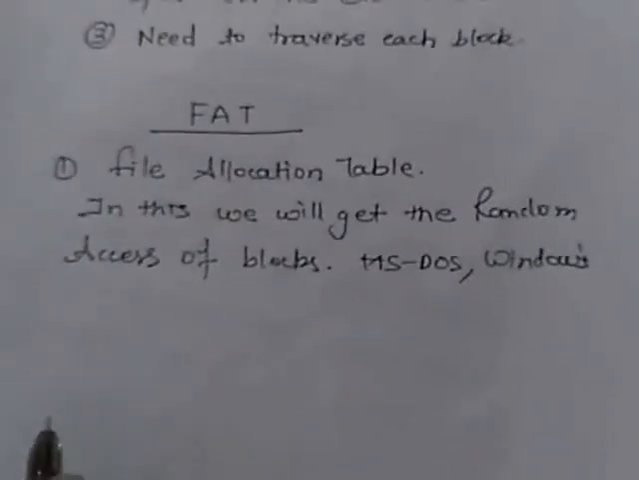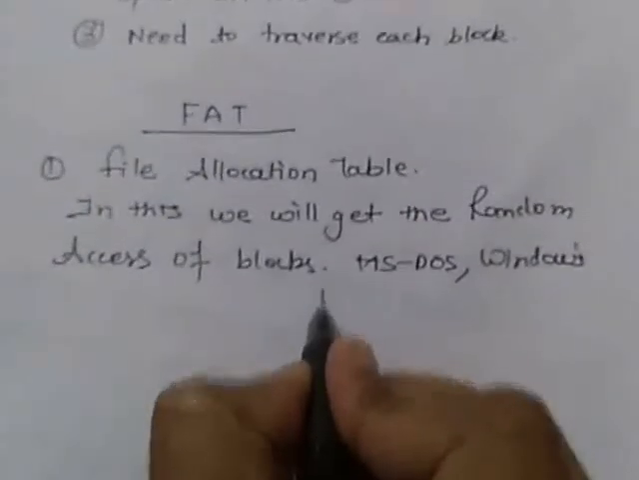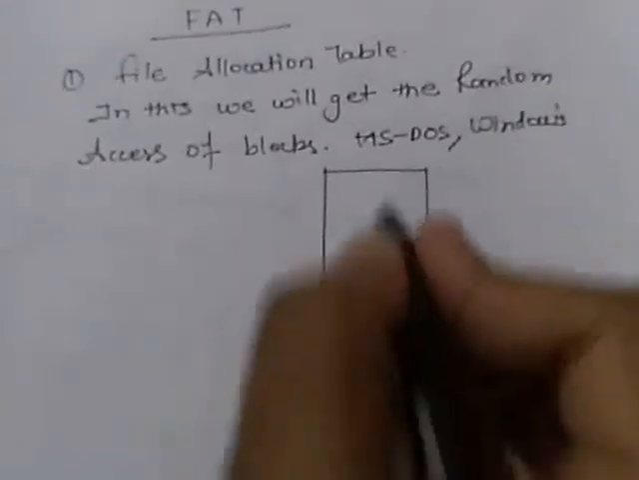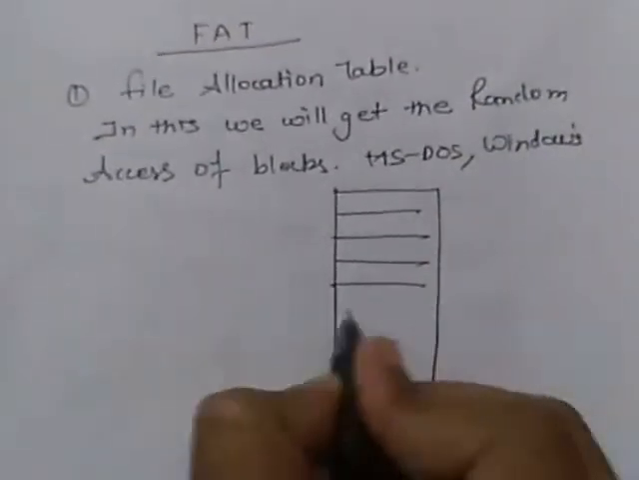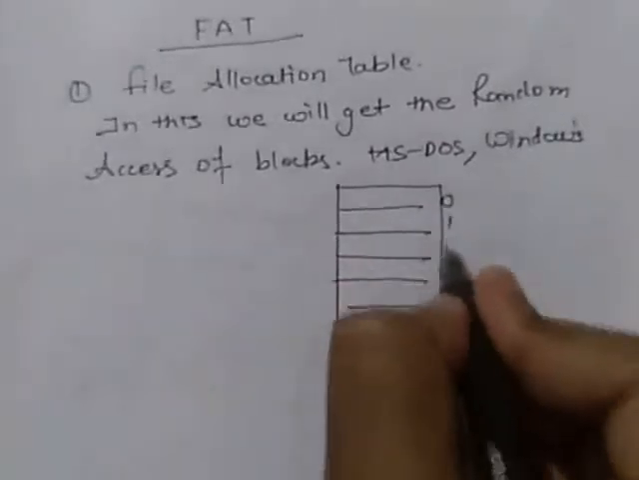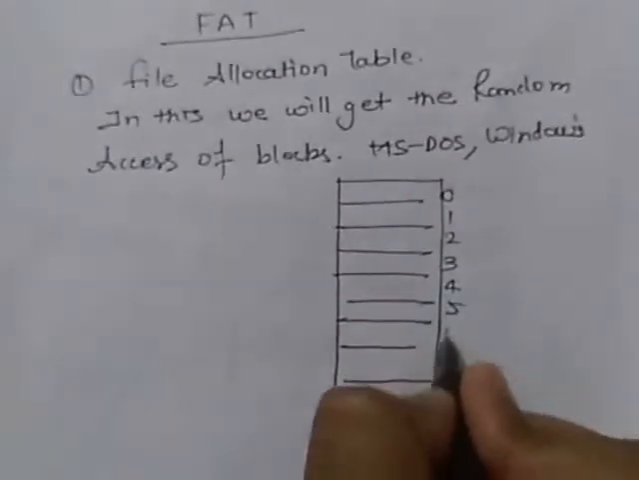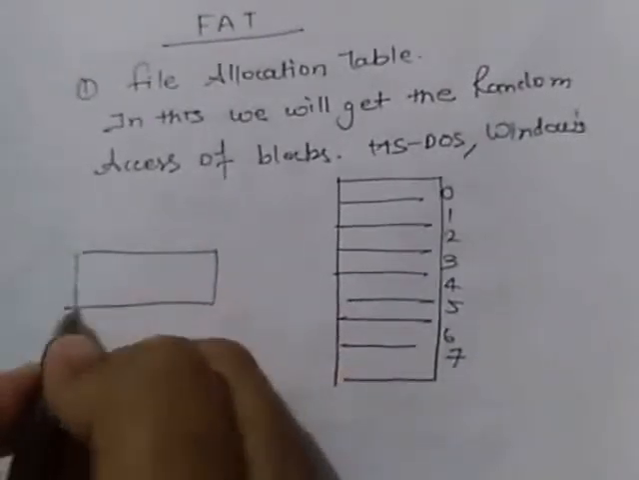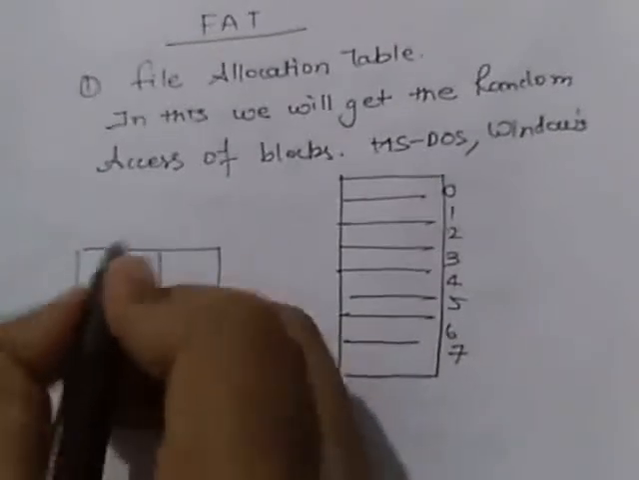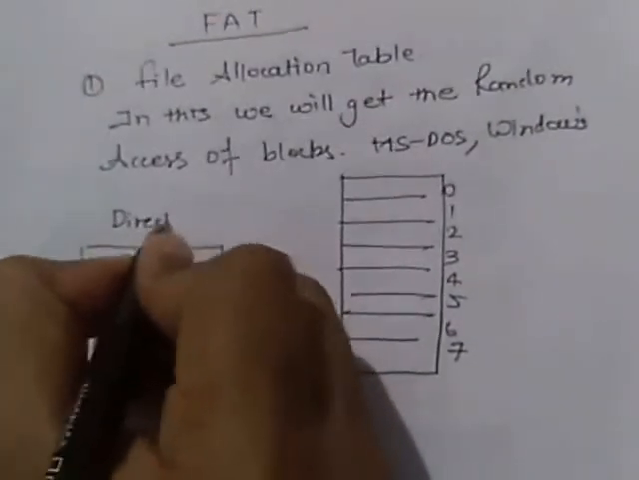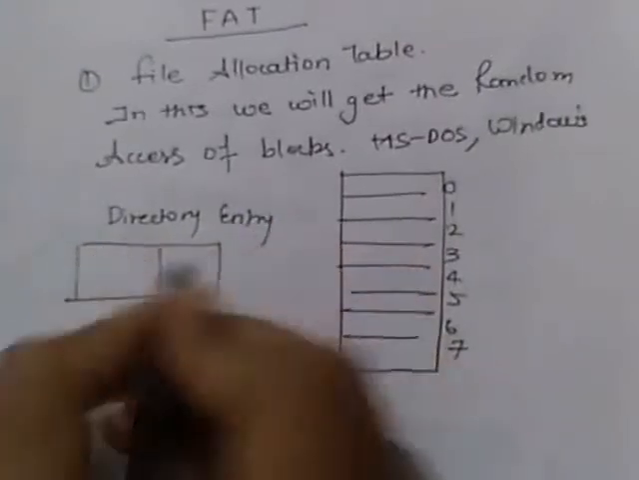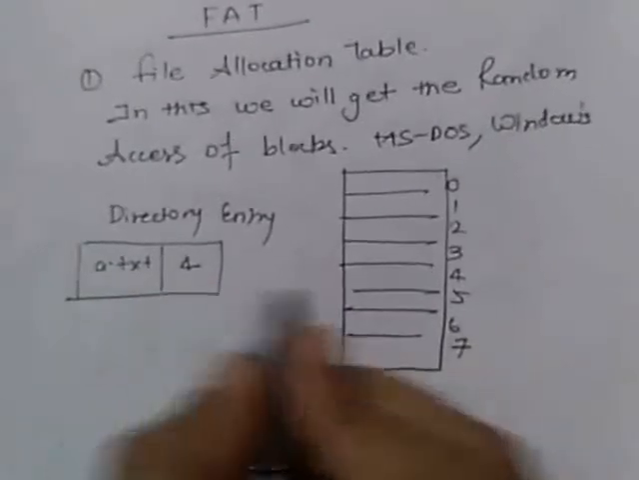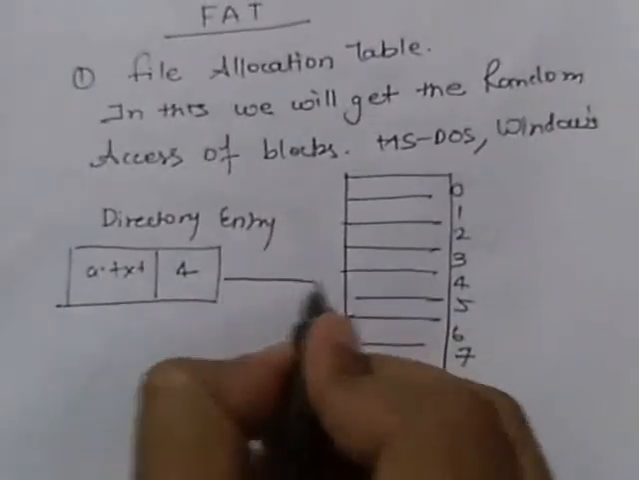Now what is file allocation? Suppose we have now in this table all the entries will be made. For example, these are the memory blocks. We have 0, 1, 2, 3, 4, 5, 6 and 7. Now as we know that the directory entry contains the entry of a file. For example, we have a.txt and it will be on 4. So here the 4 is the start block.